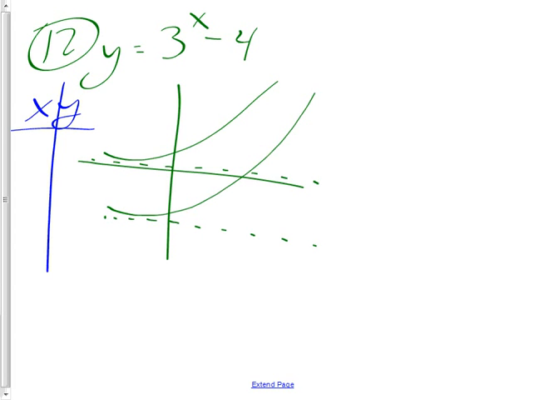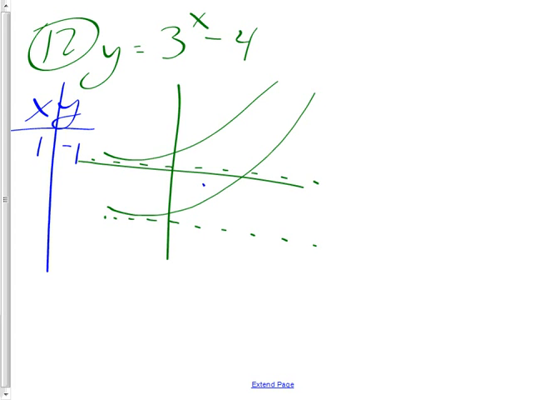So how do I check 2 points on this puppy? Pick anything you want for x, but pick smart. Don't pick like 23. That'd be a pain. Sure, 1 for x is good. 3 to the 1 is 3. 3 minus 4 will be negative 1. So 1 comma negative 1. I'm off a bit. I'll have to adjust that in a minute.